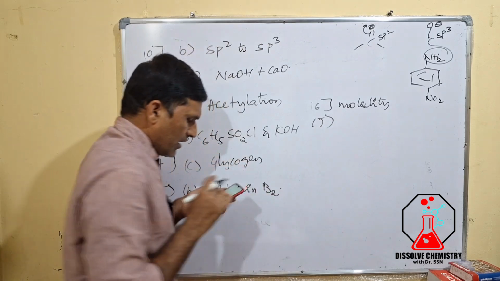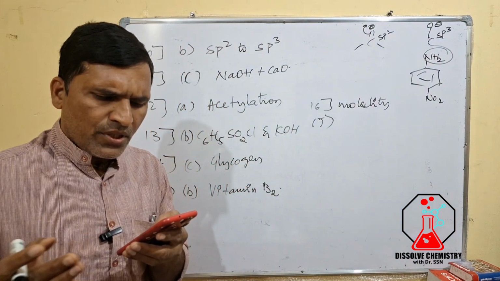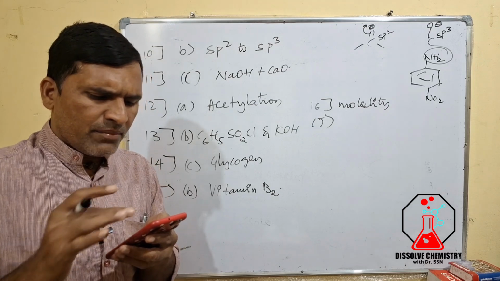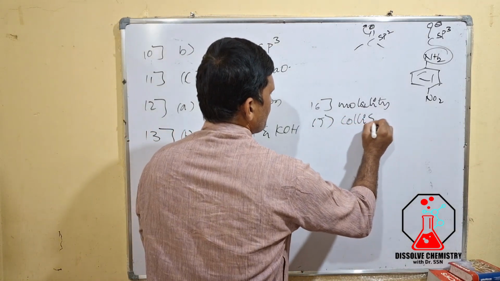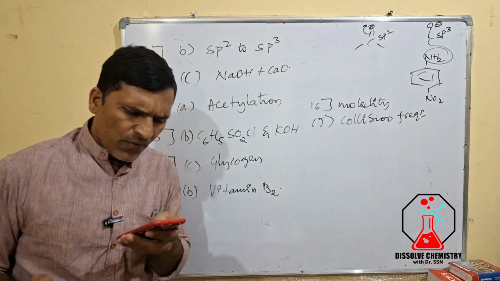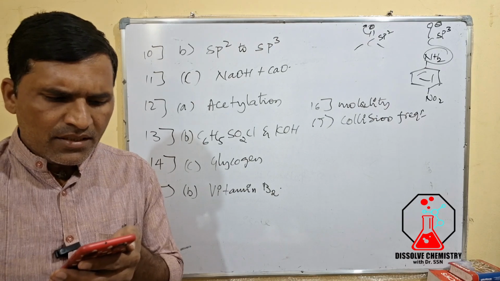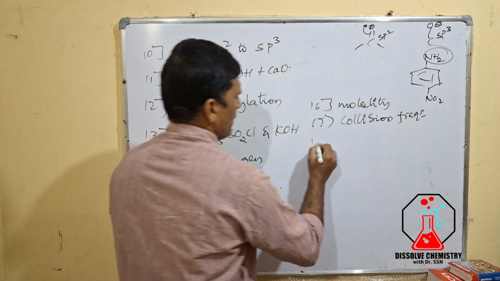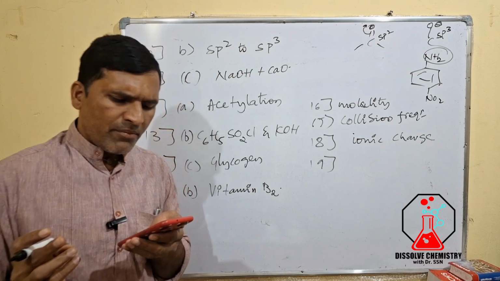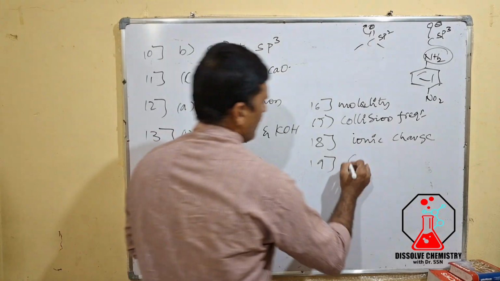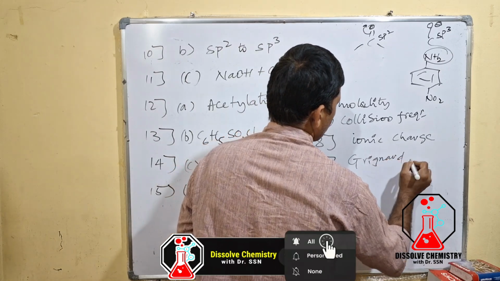And the 17th question is the number of collisions per second per unit volume of the reaction mixture is known as collision frequency. The 18th: the transition metals form a large number of complexes because of high ionic charge. The 19th question is the common name of alkyl magnesium halide. It is referred to as Grignard reagent, we know that.